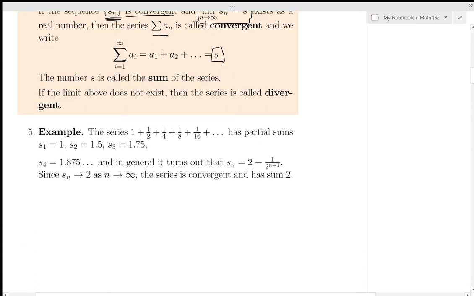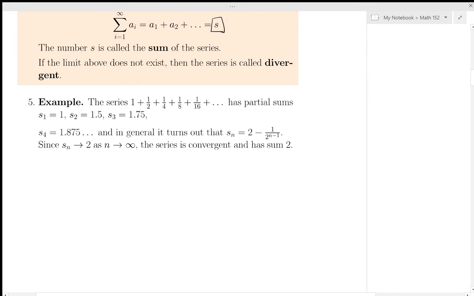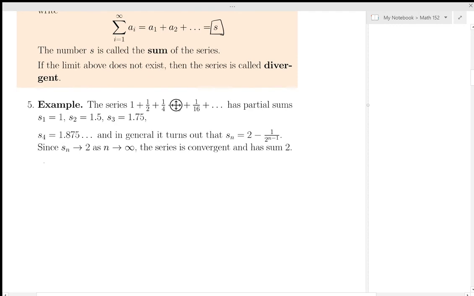Okay, so here is an example of a series: 1 plus a half plus a quarter plus an eighth plus a 16th, etc., plus a 32nd, going on and on and on, and not stopping. And then we have written here a few of the partial sums. So S1 means take the first number.